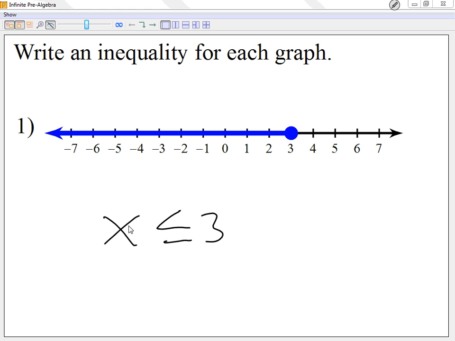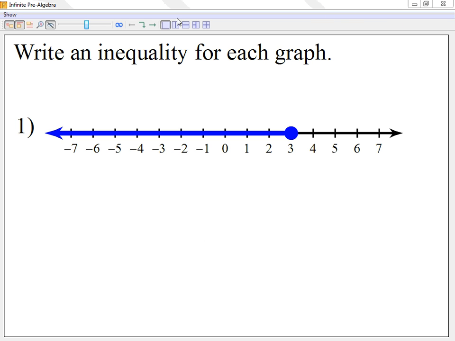The letter you guys choose is your choice. I wrote X just to write a letter. The interesting part, looking at the inequality, is you understand that the key number is 3, so that's where the circle is. You understand that the circle is closed, so obviously put the little line at the bottom of the inequality, and you know the direction of the arrow, right? It goes towards the left, so I should have the short side of the arrow with the letter.